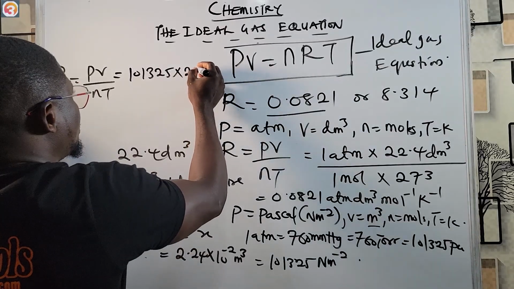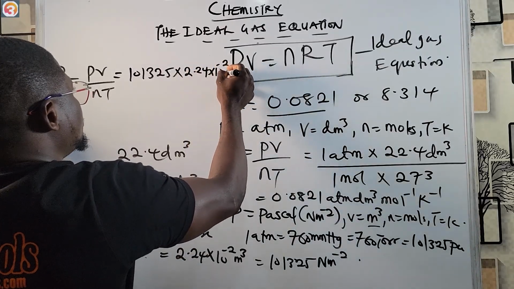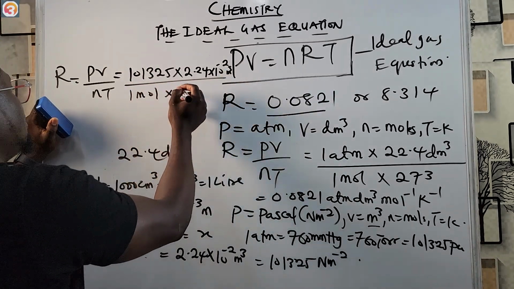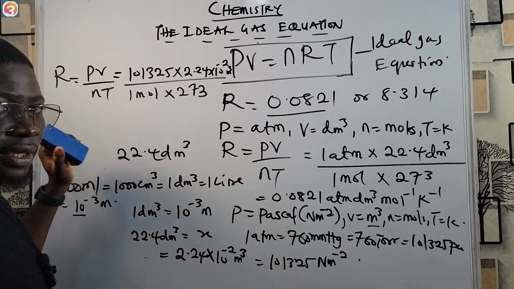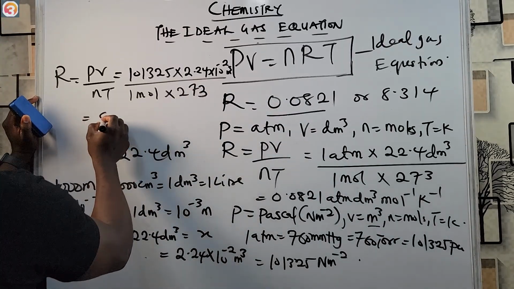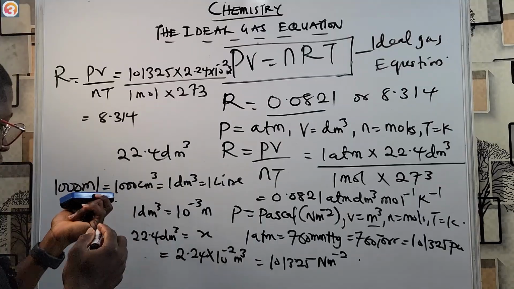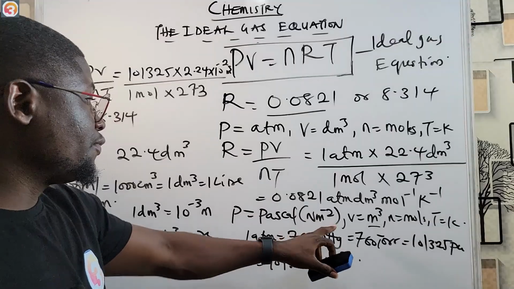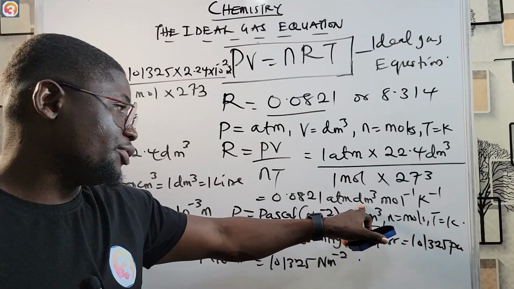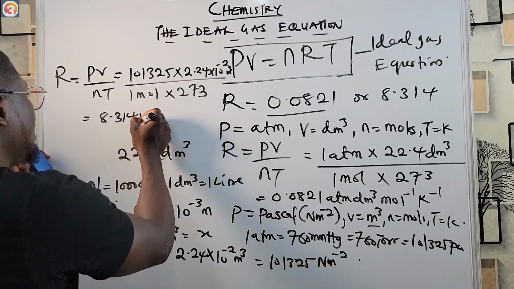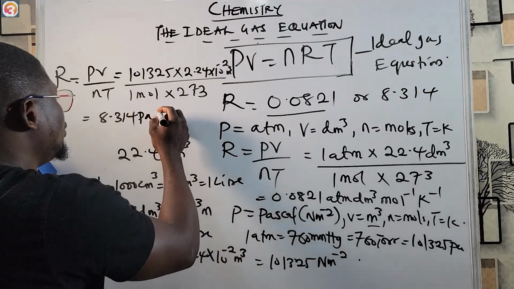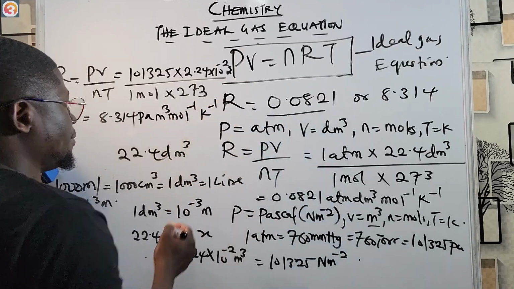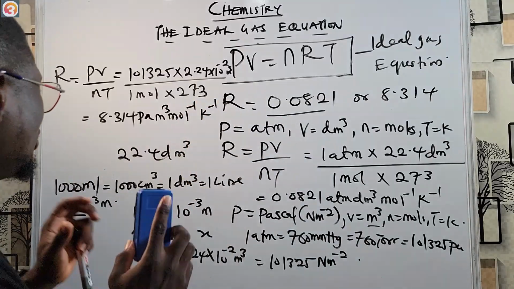So I'm going to have 2.24 times 10 to the power minus 2 m³, then all over n, which is 1 mole. What is temperature? It does not change, 273. All right. So if you divide, I'm going to have 8.314. But the unit will be different from when you use ATM and dm³. So our unit will now be Pascal, Pa, then volume, meter cube, then per mole per Kelvin. All right. So let me write it out so that it will be very, very clear.